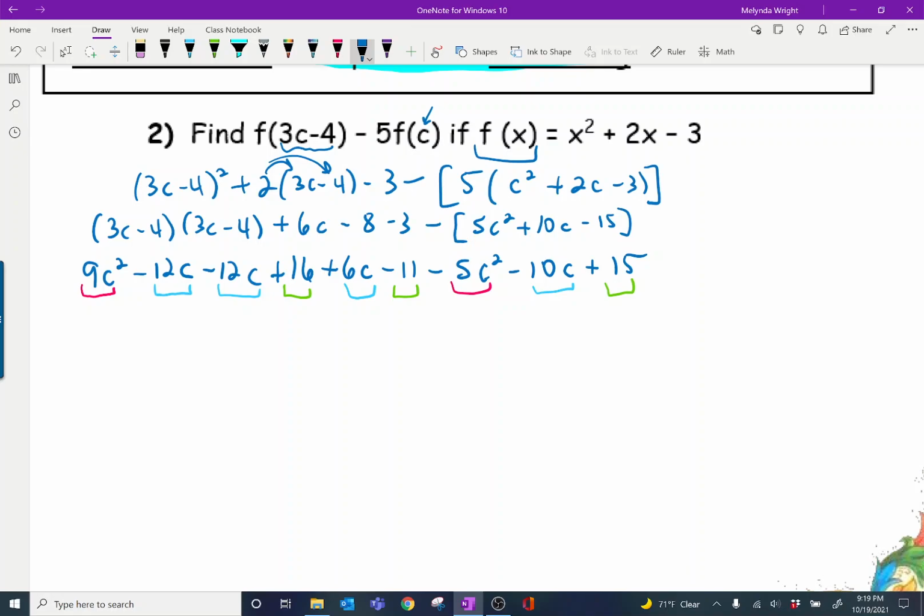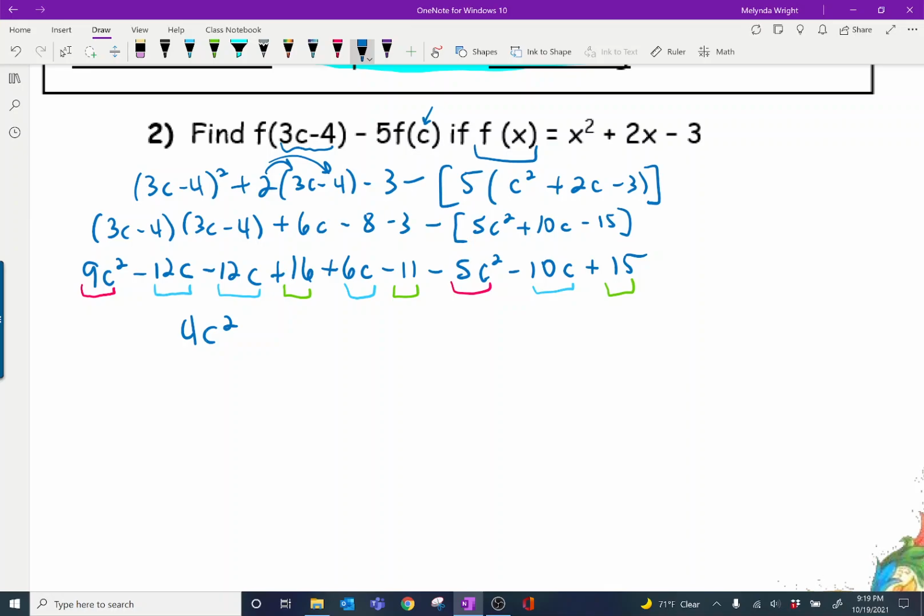Okay, so let's go descending order. So let's work on the largest exponent first, which is c squared. So 9c squared minus 5c squared is 4c squared. Great, done with the pink ones. Let's work on the light blue ones. Let's see, negative 12 minus 12 is negative 24.